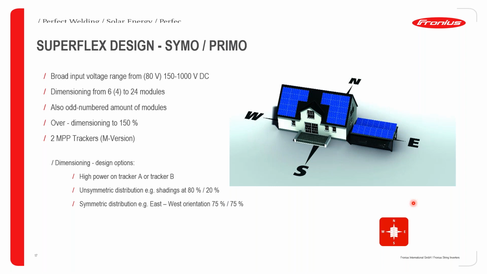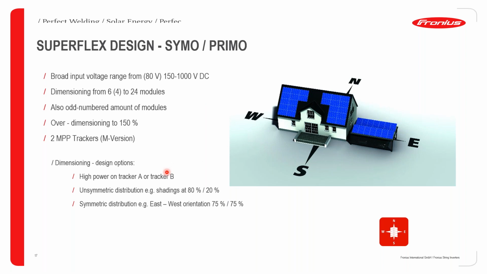Moving on to the Superflex design, only the Fronius Cyborg will have the Superflex design from the commercial snap inverters. And basically what the Superflex design implies is that you can start from 150 volts DC up to 1000 volts DC per string, okay? Your dimensioning can be 6 to 24 modules. You can also have an odd number of modules. Your over dimensioning can also go up to 150%. And it also comes with 2 MPPT trackers.